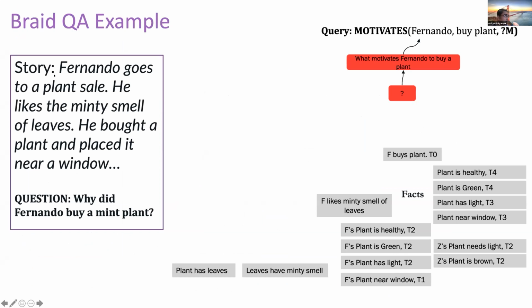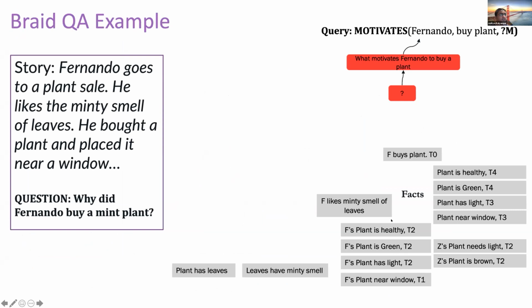This is another kindergarten story. Fernando goes to a plant sale. He likes the minty smell of leaves. He bought a plant and placed it near a window. And the question is, why did Fernando buy a mint plant? And it's a very straightforward question, but yet a lot of the state-of-the-art QA systems, like the SQuAD system, when we tried for this question, it did really badly.